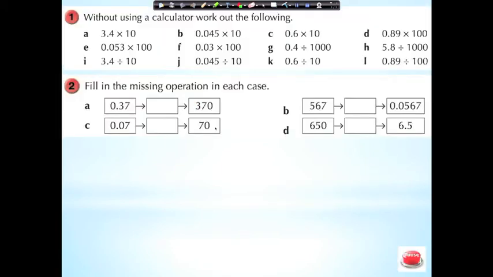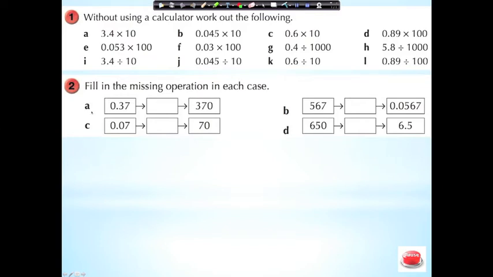Can you try these questions for yourself? You can press pause and then I will put up the next questions when you're ready. The answers are at the end of the PowerPoint slide, so you can check your answers then. So press pause and then work through these questions.